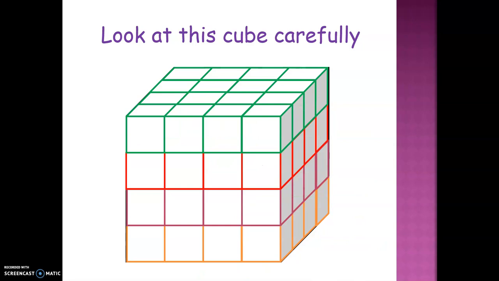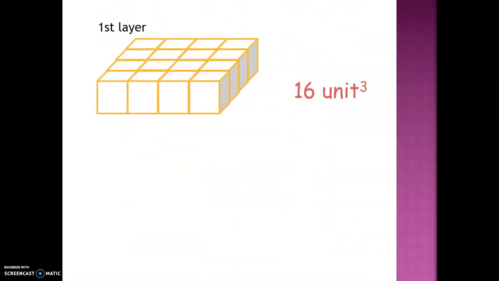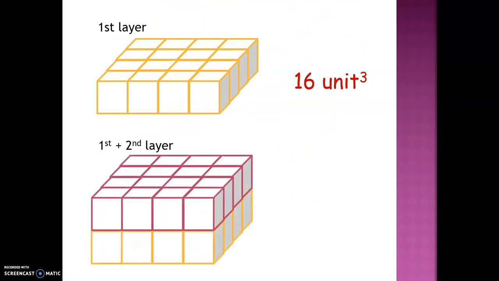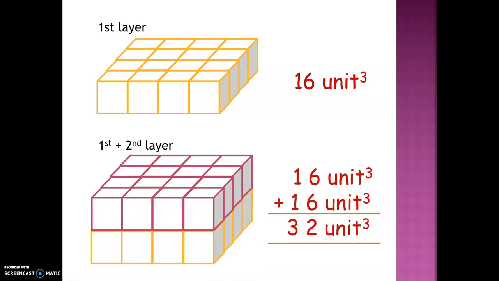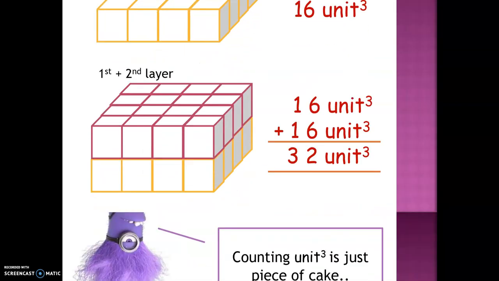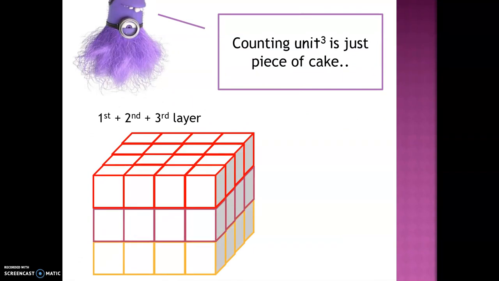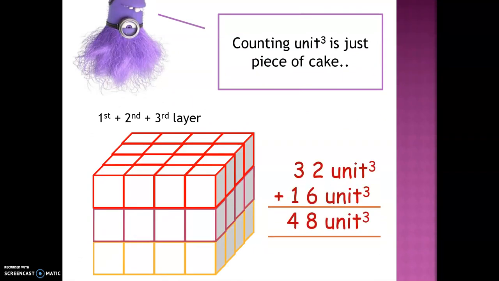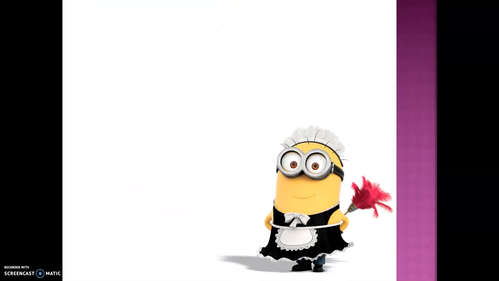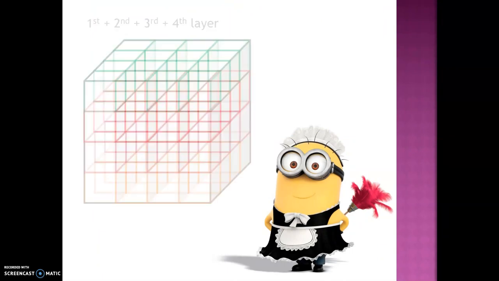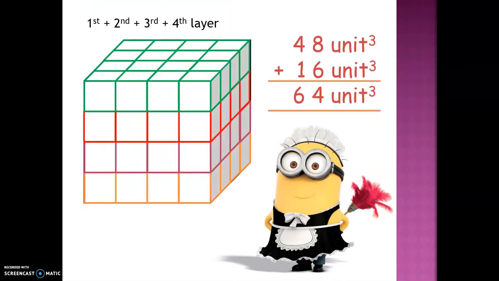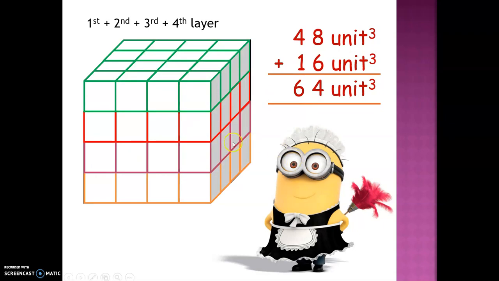So let's see what is going to happen. First layer, 16 unit cubes. When I add it with the second one, together it becomes 32 unit cubes. When I add it with the third layer, I get 48 unit cubes. When I add it with the fourth layer, all together, I get 64 unit cubes. So what I did now, I counted each unit cube inside this whole cube.